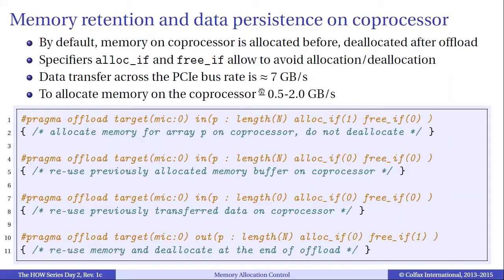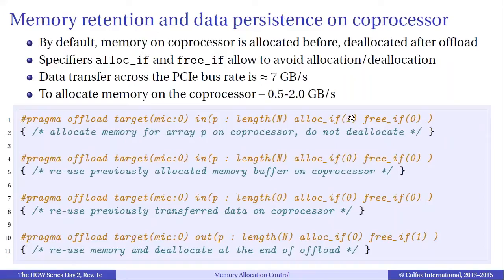How do you work around that? Here are a few examples to illustrate what you can do. Suppose I have data sitting behind the pointer p, and I have n elements in this array. I'm offloading to coprocessor 0 the data elements, and then I include two specifiers, alloc_if(1) and free_if(0). So alloc_if(1) says that I only want to allocate a memory buffer on Xeon Phi for this data if the expression in the parentheses evaluates to true.